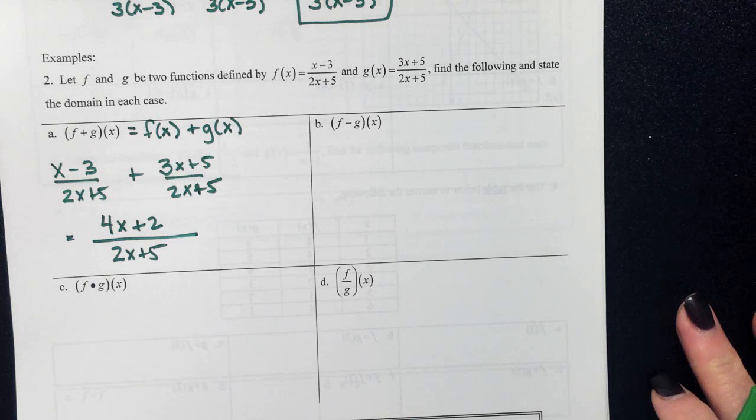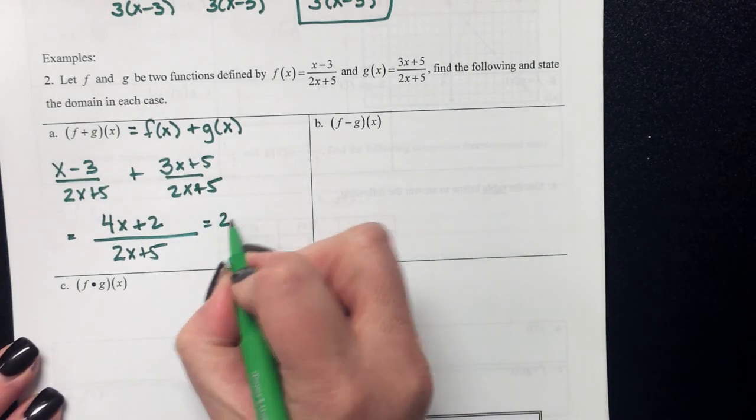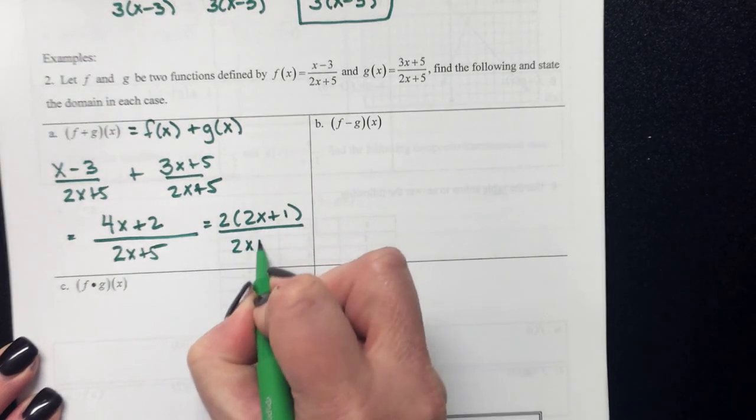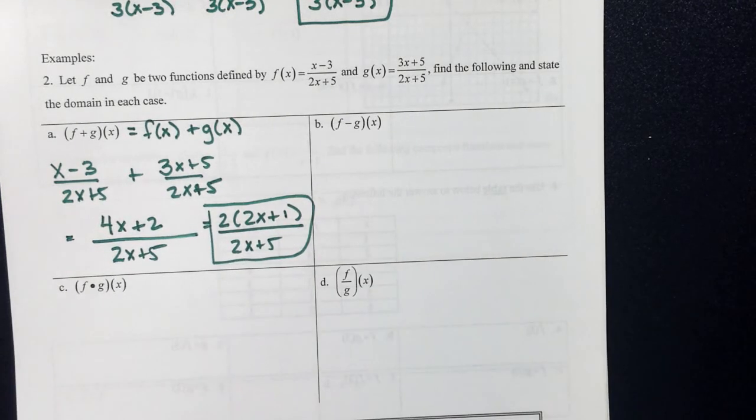Can I factor the numerator? What can I yank out of the numerator? I can yank out a 2. So that's going to give me 2x plus 1 over 2x plus 5. Again, I can't cancel any like terms, so that would be my final answer.